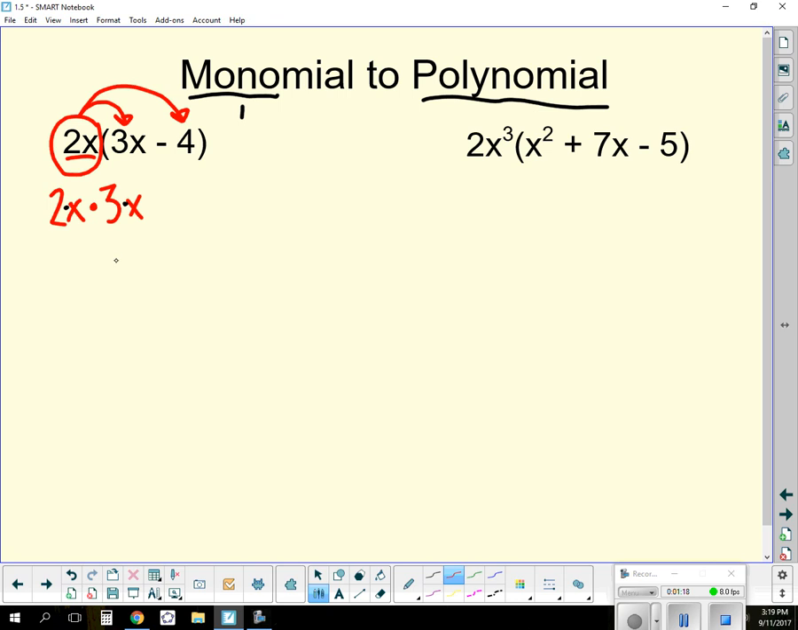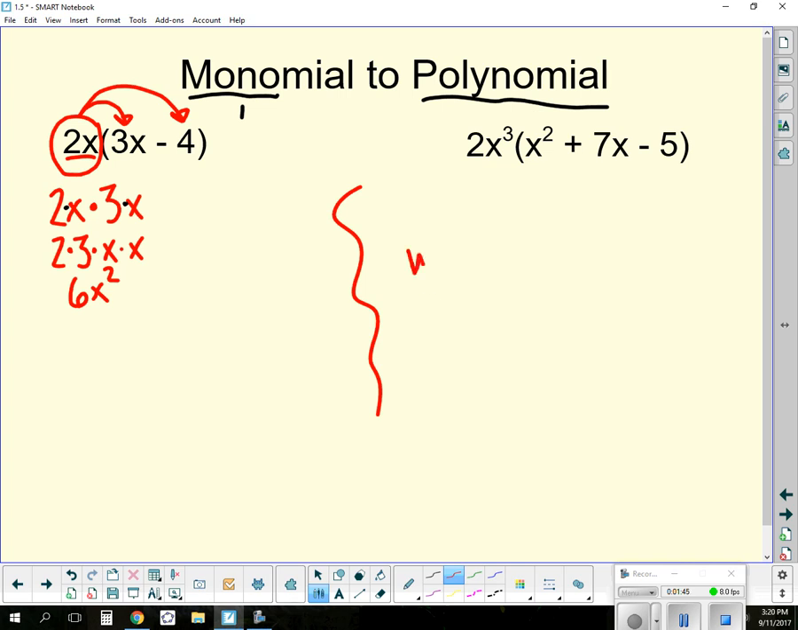We know that the commutative property tells us the order does not matter in multiplication. So we can choose to move the 3 next to the 2 and the x's next to one another. 2 times 3 is 6. And what is x times x? It's x squared.